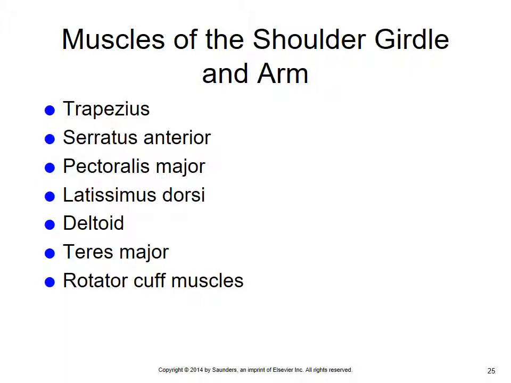The teres major extends the arm at the shoulder joint. The rotator cuff muscles stabilize the joint capsule and rotate the arm at the shoulder joint. Rotator cuff injuries are common in athletes who use repetitive overhead motions.